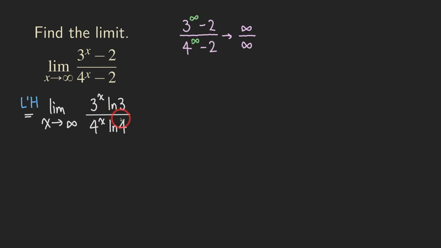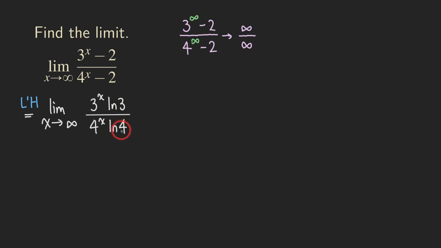And so you want to apply L'Hopital's rule again, but if you do that, then you are going to get ln 3 to the second power and then ln 4 to the second power, and those exponential functions will never disappear. So you're not going to get anywhere. You're always going to be getting infinity over infinity. So that's not good, right? So we don't want to apply L'Hopital's rule again. We actually need to think about what's going on here.